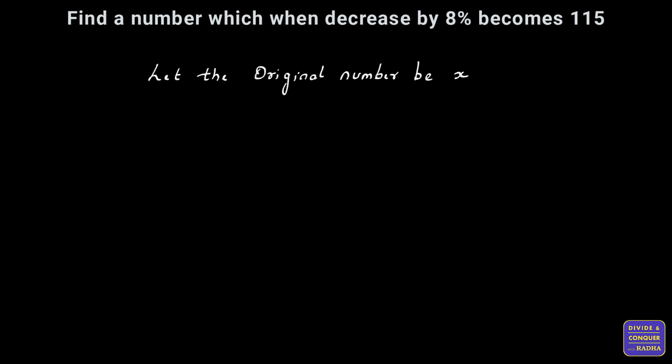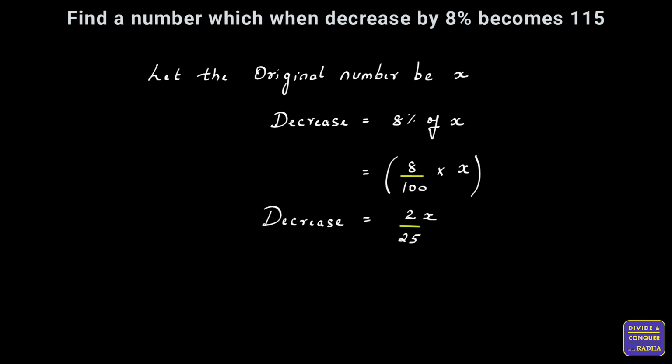decrease. Decrease is equal to 8% of the original number, which is x. So 8% of x. Converting percentage form to fractional form, we have 8 by 100 into x. Reducing 8 by 100 to its lowest terms, we get 2 upon 25x. The common divisor that divides both 8 and 100 is 4. So 4 times 2 is 8 and 4 times 25 is equal to 100. So decrease is equal to 2 by 25x.